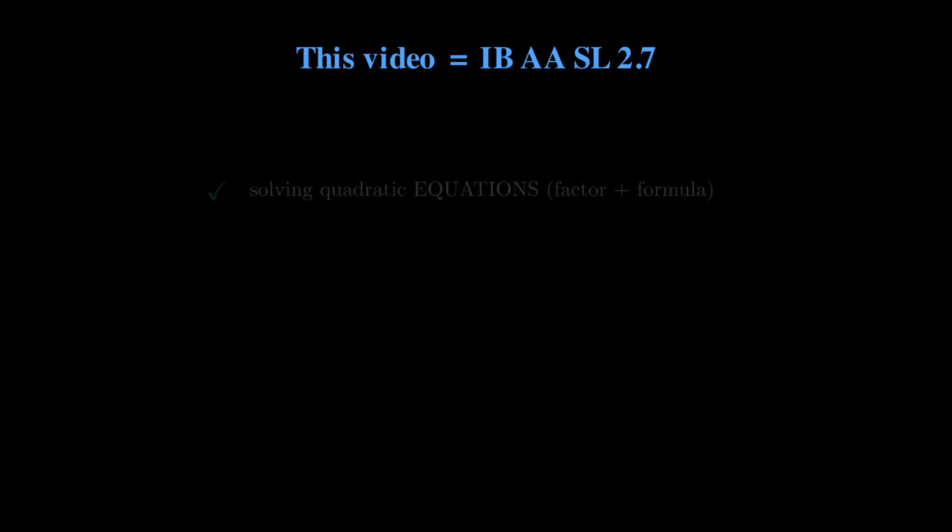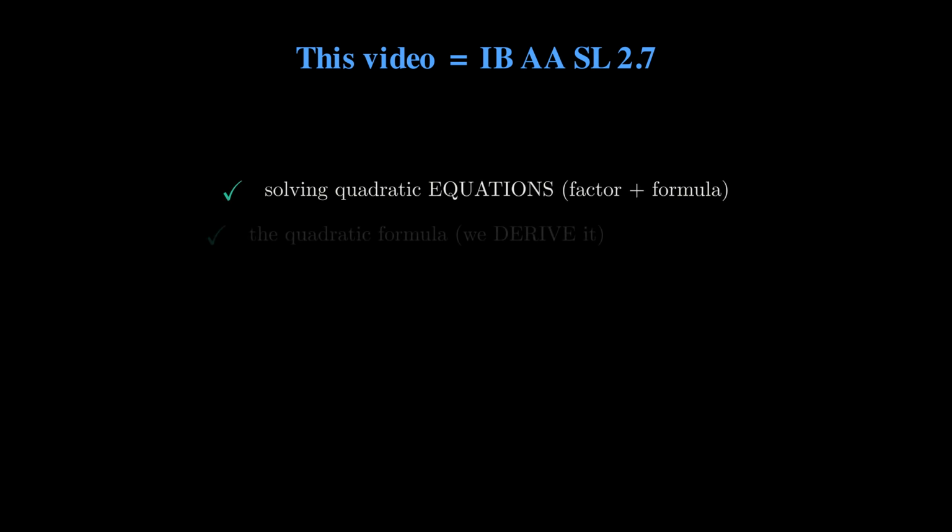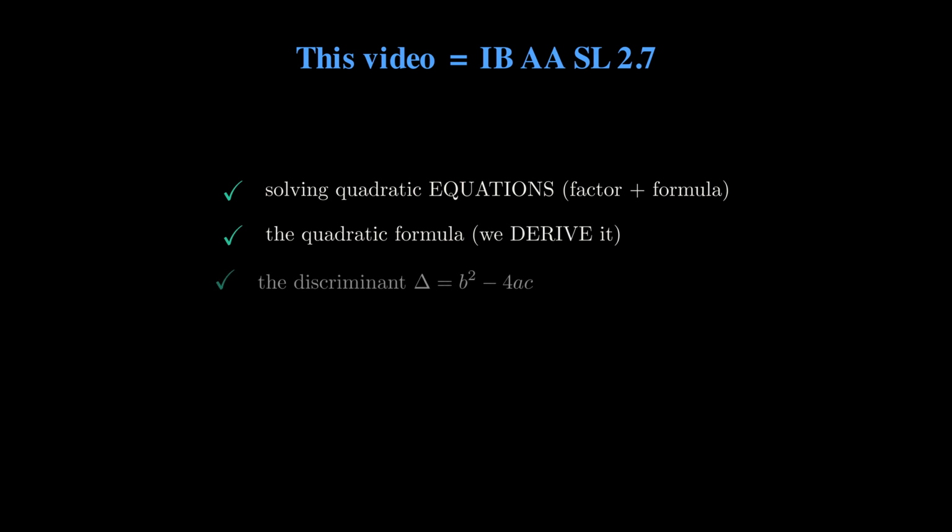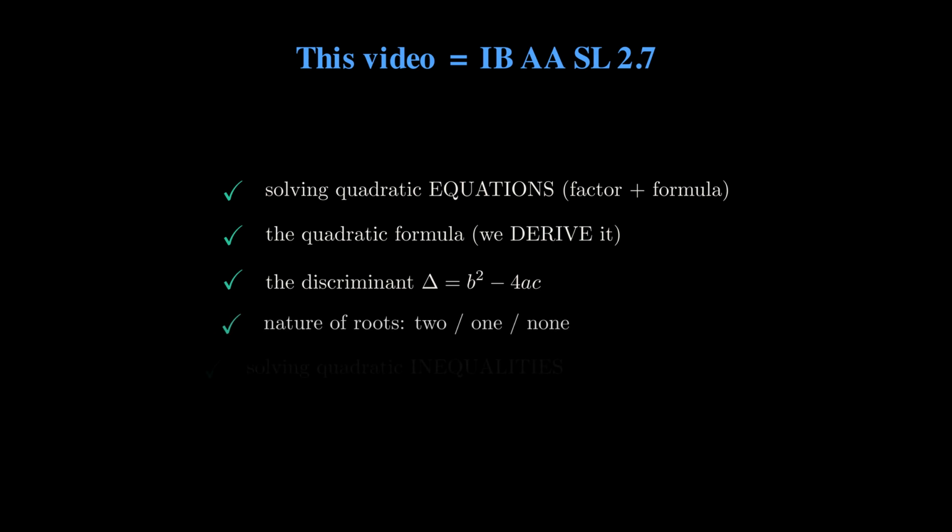Here's exactly what this covers, straight from your syllabus. Analysis and approaches, standard level 2.7. Solving quadratic equations, by factoring, and by the quadratic formula, which we'll actually derive, not just quote. The discriminant, delta equals b squared minus 4ac. What it tells you about the nature of the roots, 2, 1, or none.